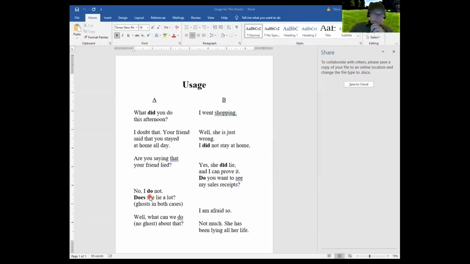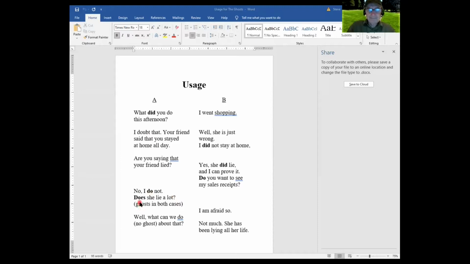Here you see the word do. You see the do is here, and do is here. Of those three, only one is actually the ghost, and that's here. And this is a short form for I do not want to see the receipts. Do not. This is not the verb. This is just the auxiliary. And now sometimes that is all you need to negate something. I do not. That's the end of it.